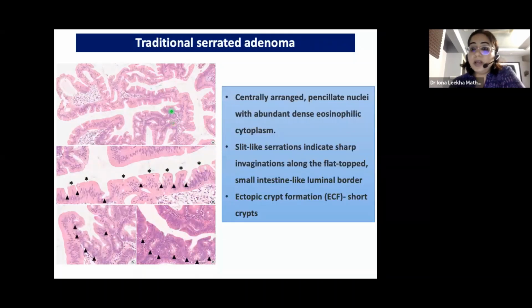Now, this is a tubular traditional serrated adenoma where you have 3 important things. One is, this is a polyp which has centrally arranged pencillate nuclei. You can see the pencil-shaped nuclei, with dense eosinophilic cytoplasm, and you have the slit-like serrations in between, just like how you see in a small bowel, with ectopic crypt formation here. Ectopic crypt formation is basically small crypts which do not extend to the base, which do not extend to the muscularis mucosa. Here you can see ectopic crypt formation.